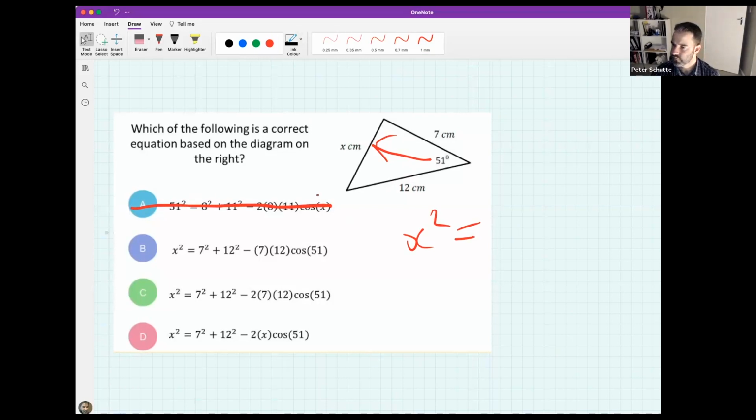So I kind of know the way this works is I take the two arms and this angle in between and I go 12 squared.